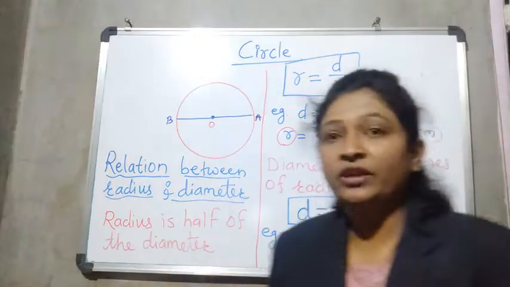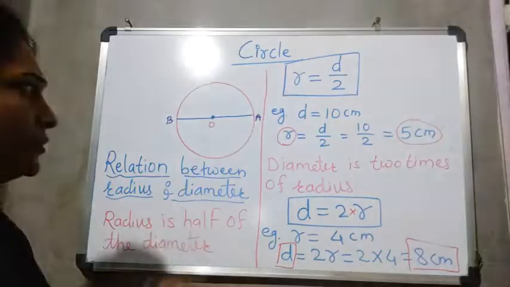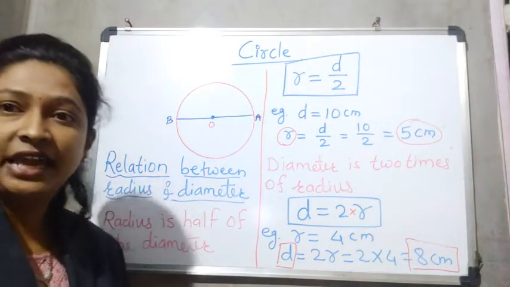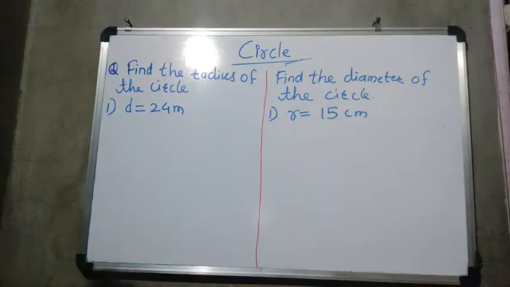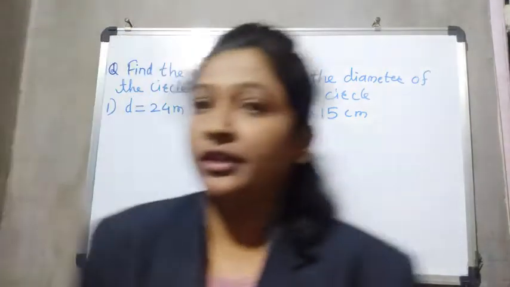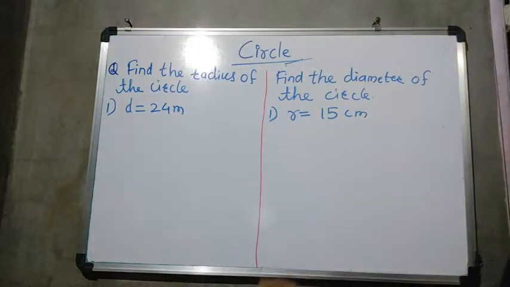Okay, like this you can find the radius and diameter. Okay, for some one example we will take on this diameter and radius, means you will get the idea. Okay, now see this example. The question will come like this. Okay, in your textbook also questions are there of circle.